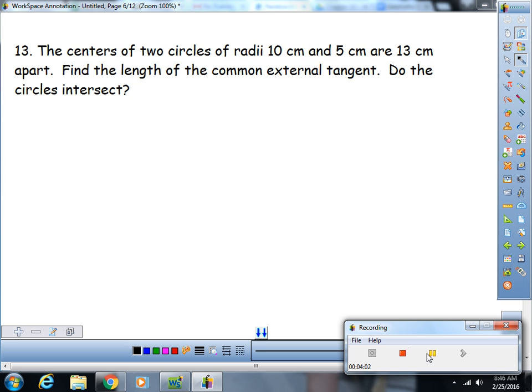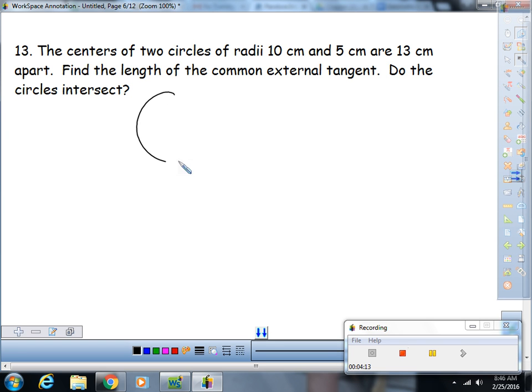Okay, so this is the next one. This is called a common external tangent problem. Let me draw the circles the way I did in the first one so that you can see that it's okay to make a mistake here. Two circles of radii 10 and 5 are 13 centimeters apart. Once I got to this point, I realized I have drawn it wrong. You see what I did wrong there?